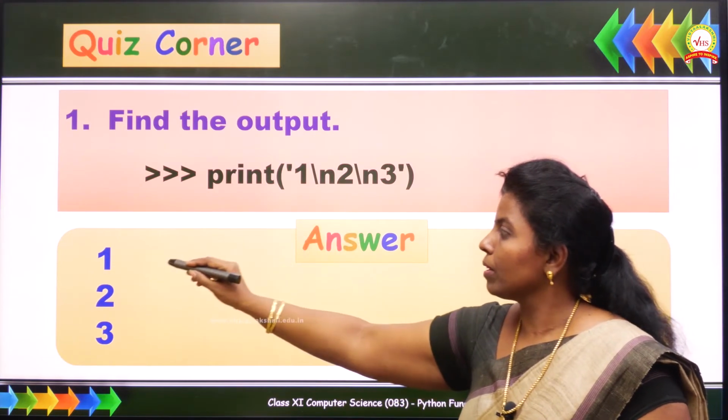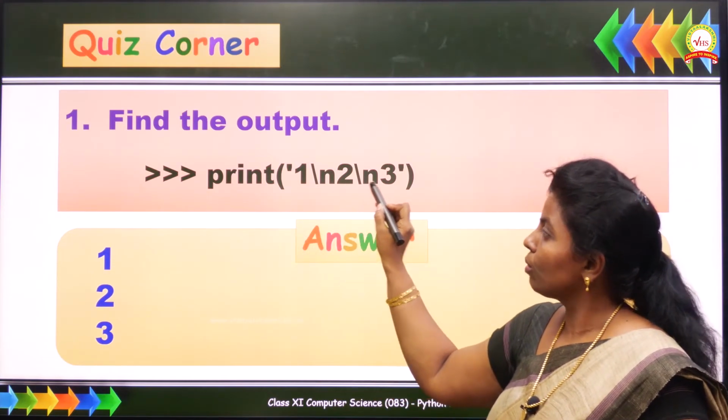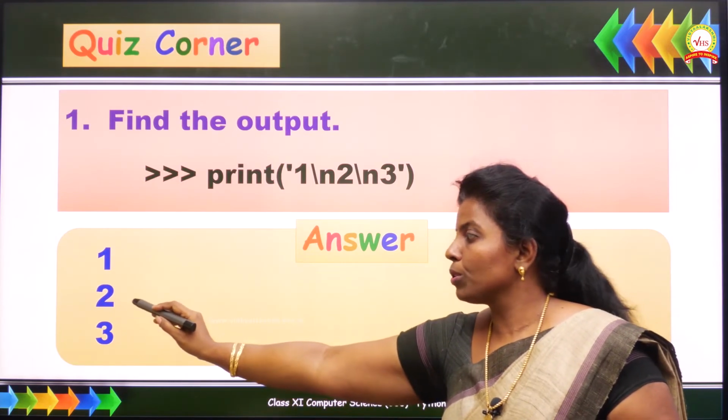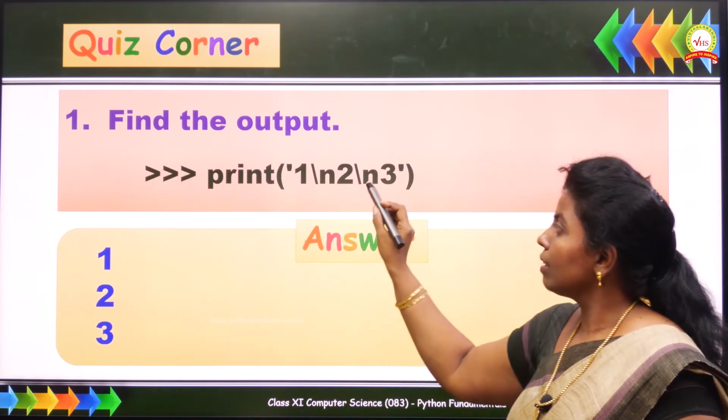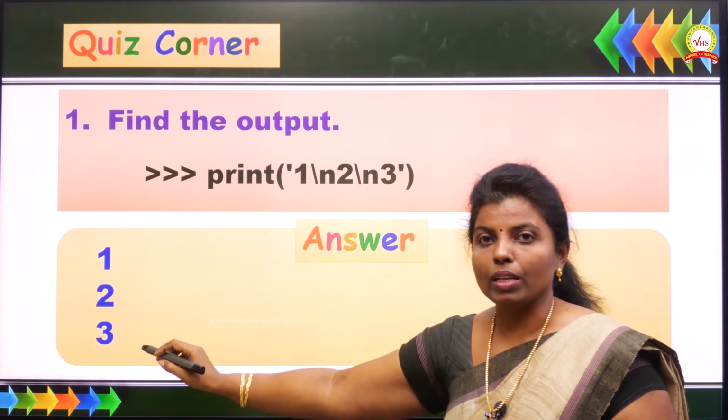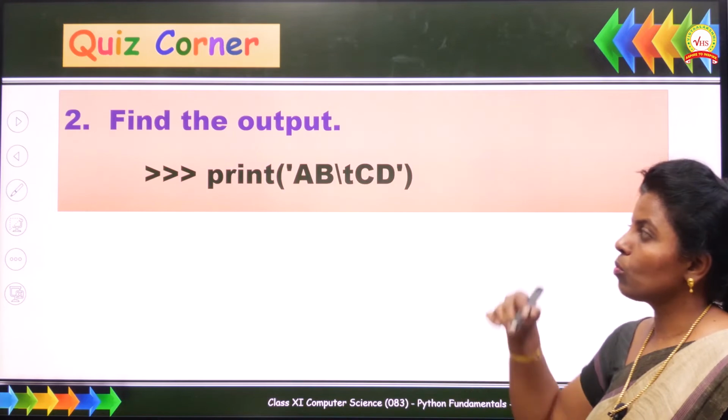Number 1 has been printed first, and then there is a backslash n, so the remaining characters have been brought to the next line, a new line. Number 2 has been printed here, and then there is again another backslash n, so number 3 has been brought to the new line over here. Okay, so now let us move on to the next question.